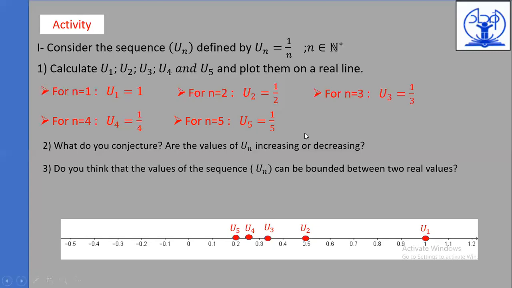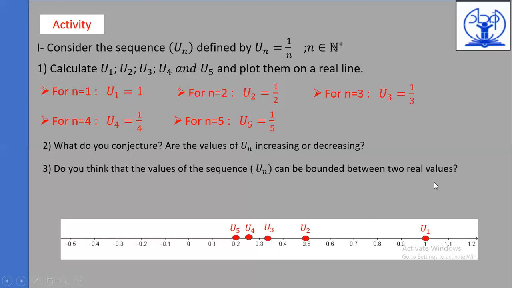I think that the answer will be correct, because if you keep on finding values of the sequence like 1 over 5, 1 over 6, 1 over 7, all the values on the real line will be inside the interval -1 and 1. Some other students may tell me, why don't you say all the values are between 0 and 1? That's also correct. But what about if a student is telling me that all the values are between half and 1? This is incorrect, because some values will be outside this interval.